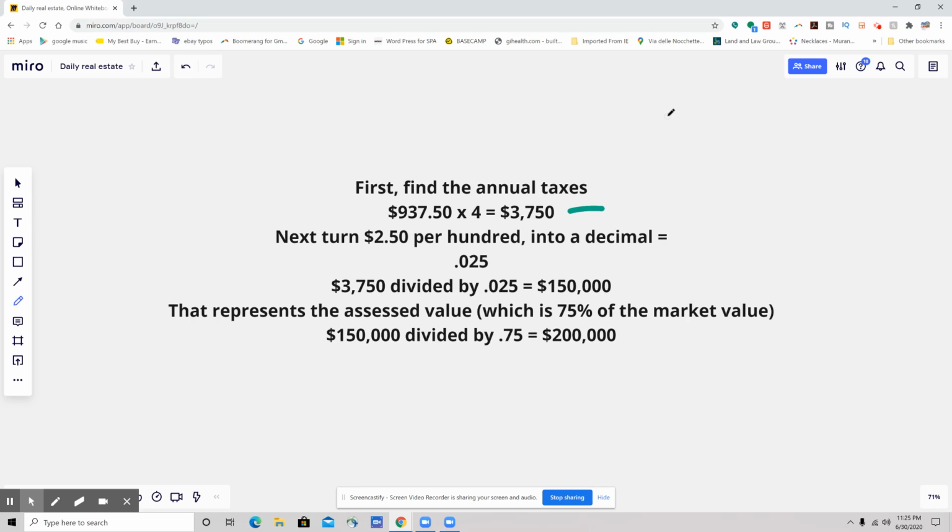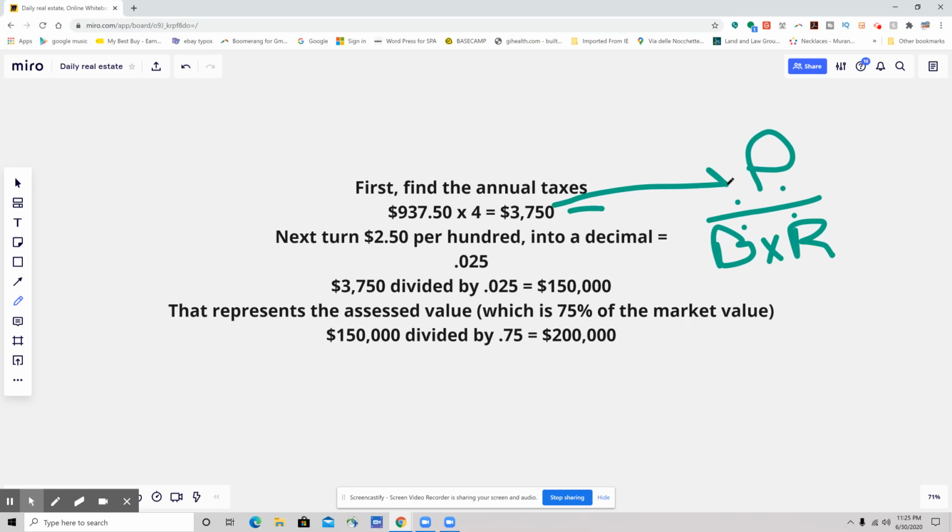That's something that we could work with in our part over the base times the rate, right? Remember all this stuff? Some of you remember it as Pabst Blue Ribbon. Some of you remember it as part over the base times the rate. So we could then plug in the numbers that we know. First of all, we know that 3750 is a part, right?